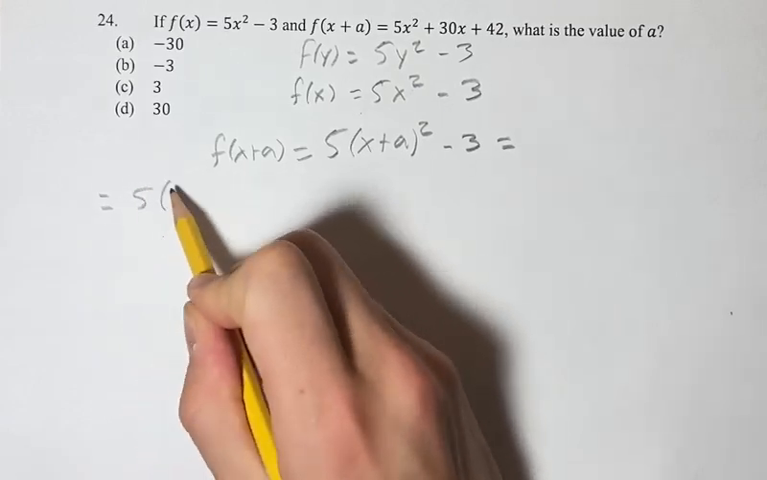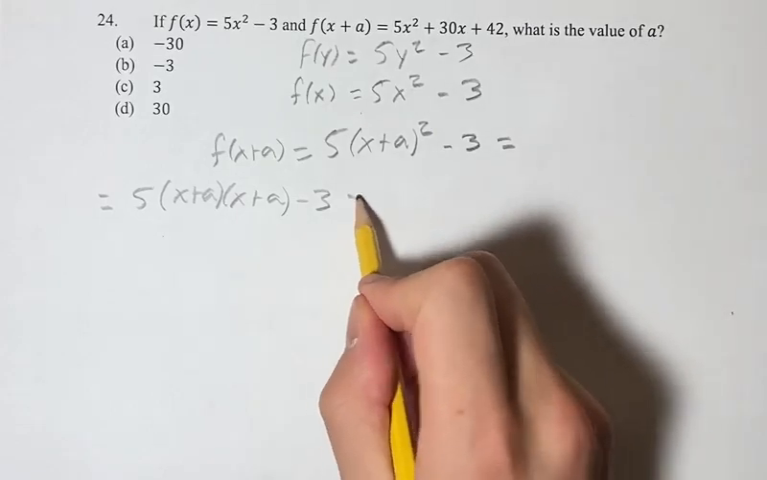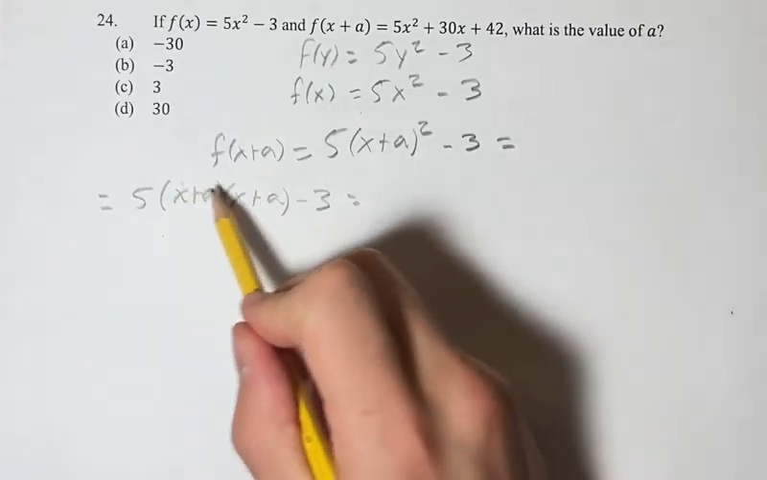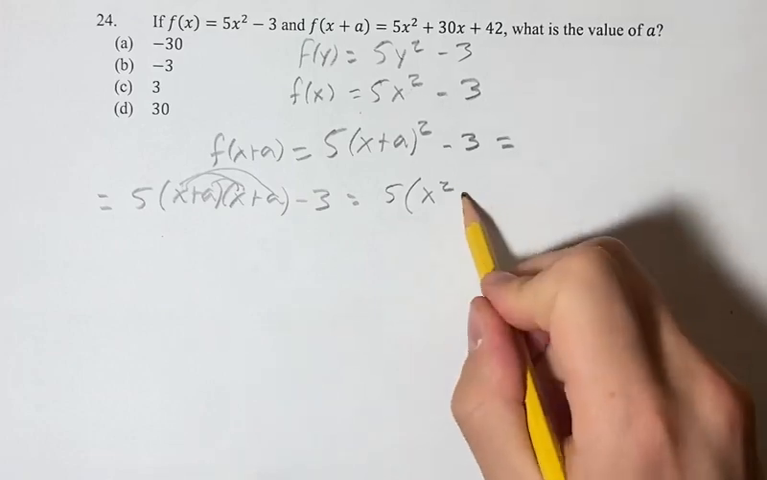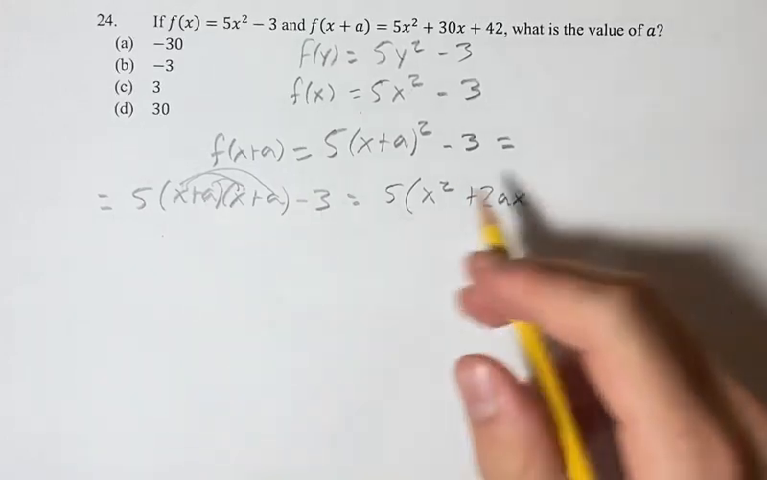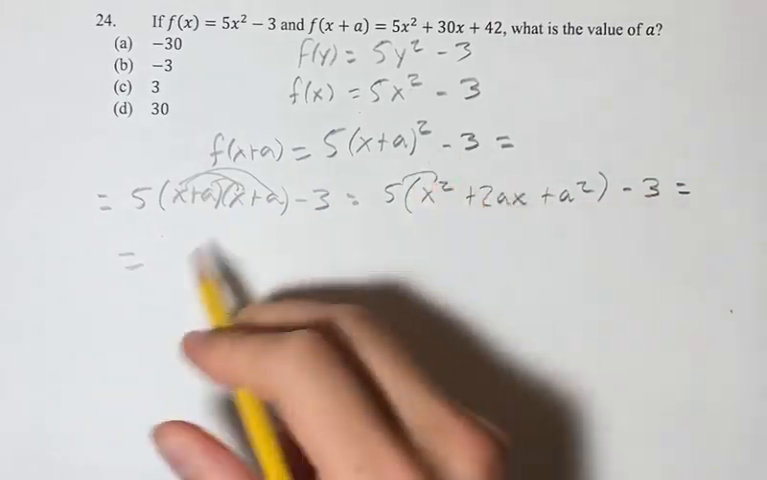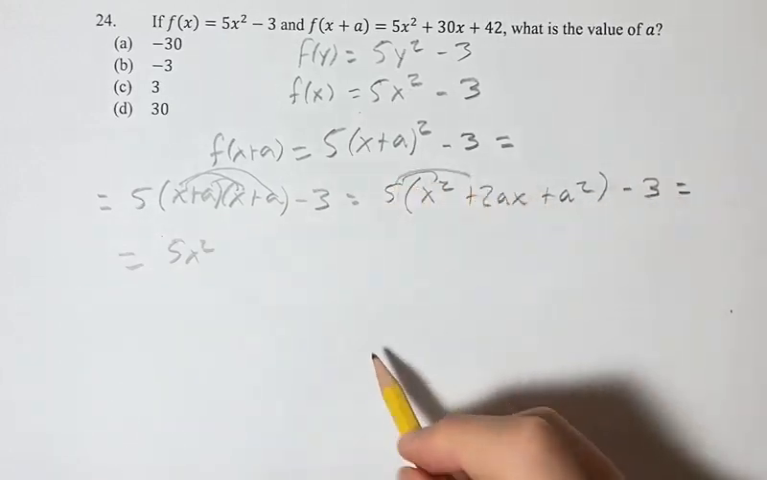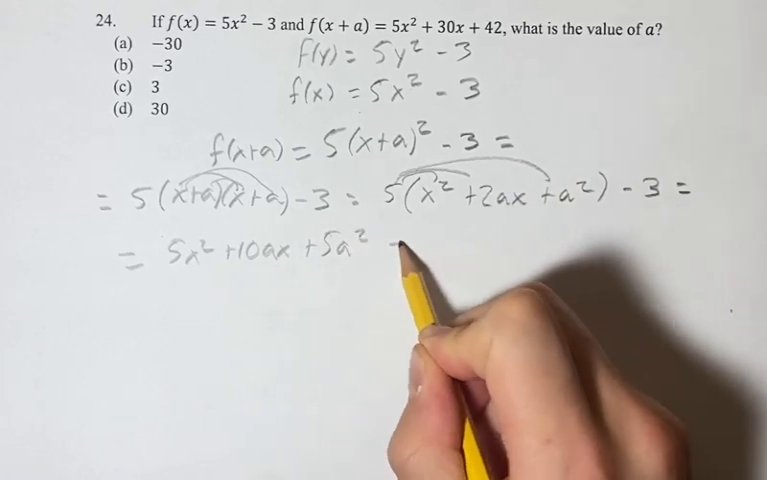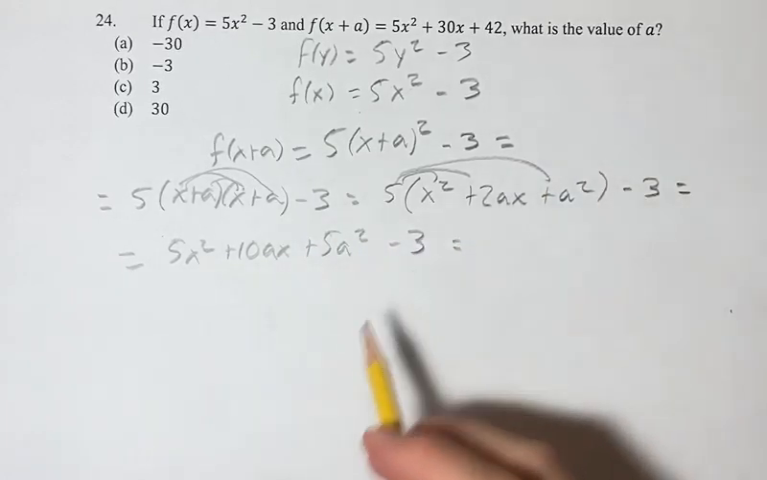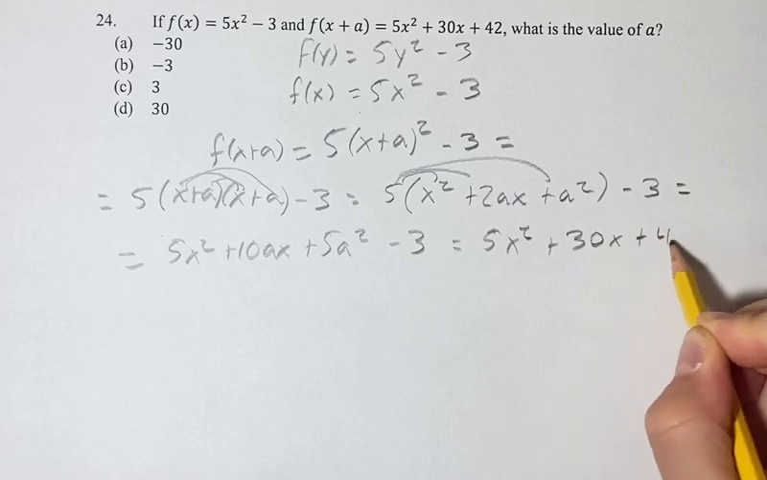So we have 5 times x plus a times x plus a, because it's squared, minus 3. And now we can distribute. So we have x times x, I'm going to put the 5 up front, but x times x is x squared, plus ax plus another ax is plus 2ax, and then plus a squared, and then minus 3 at the end. So distributing out the 5 now, we have 5x squared plus 5 times 2 is 10ax plus 5a squared minus 3. And this, we're told, is equal to 5x squared plus 30x plus 42.